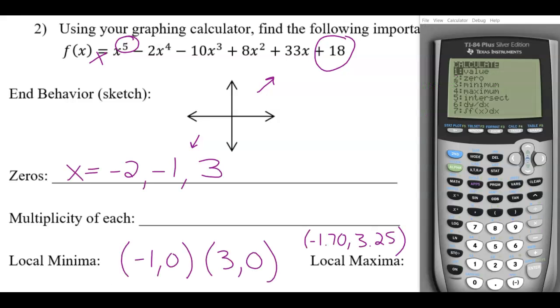All right, we've already found some of them here. To find the hill, we're going to hit maximum again, and this time we're going to find the top of this big hill. So if you go to the left of it and hit enter, and then you have to go to the right of it, over the top, to the right side of the hill, and then guess in the middle, hit enter one more time. You can see it tells you the very top of that mountain is about 1.30, 50.45.